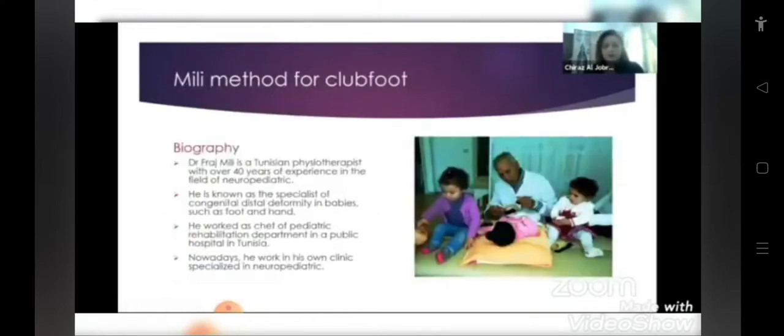So here we are, Mili method for clubfoot. First of all, let me introduce Mr. Mili, a small and quick biography. Dr. Fraj Mili is a Tunisian physiotherapist with over 40 years of experience in the field of neuropediatrics. He is known as the specialist of congenital distal deformity in babies, such as foot and hand. He worked as chief of the pediatric rehabilitation department in a public hospital in Tunisia, and nowadays he works in his own clinic specialized in neuropediatrics.